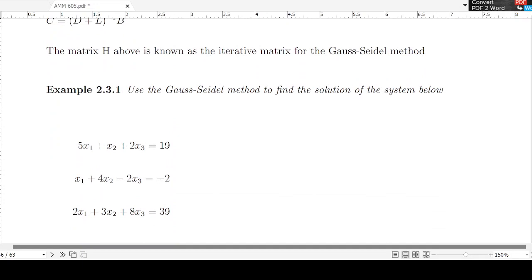So we shall take an example. We shall do an example of this method in the next session. Thank you for this.